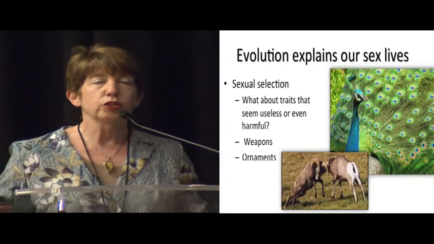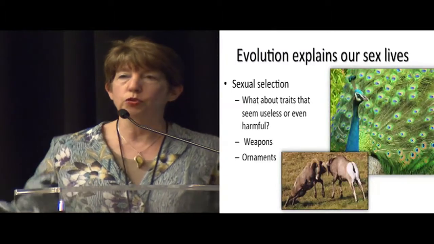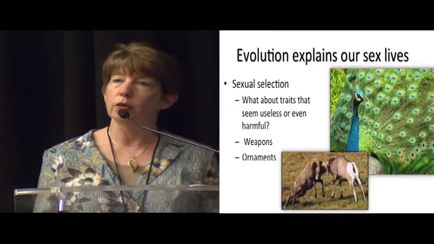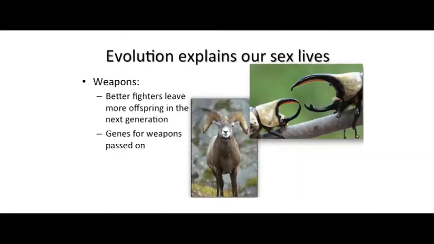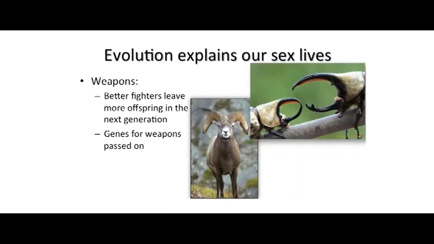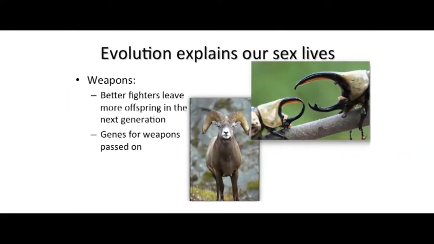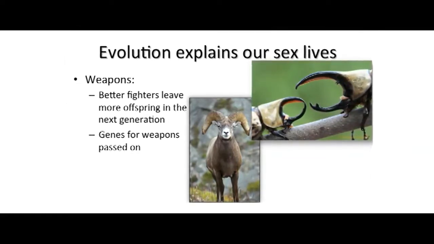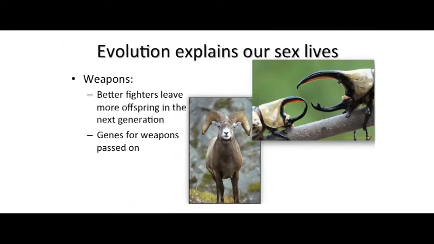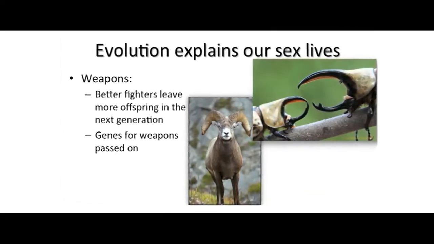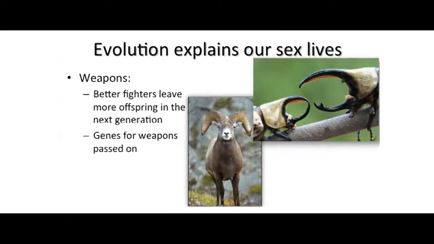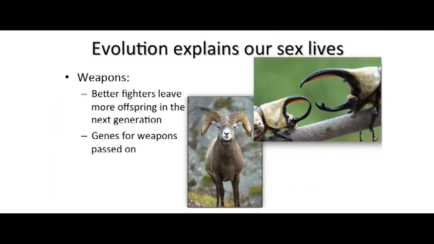And here, there's two kinds of traits of animals that can arise from sexual selection. One of them are weapons, things like the horns on the bighorn sheep, where if you have great big horns and a really hardened skull, you can bash another male on the head with it, and that's exactly what they do. And there's also lots of other animals that have these weapons, like the beetles you can see on the slide, where it's the same thing.